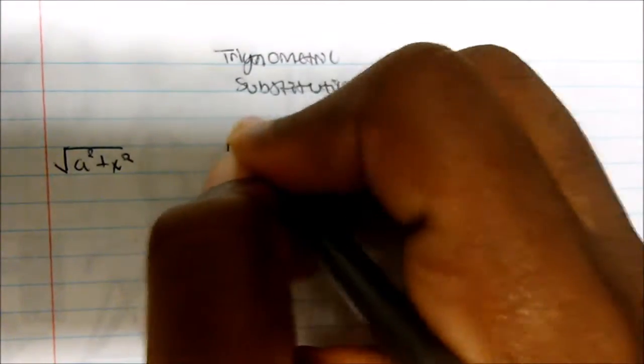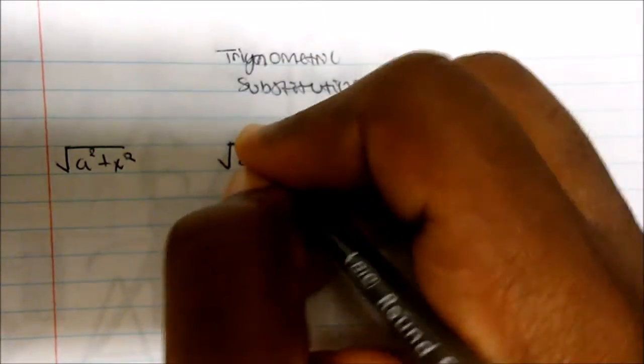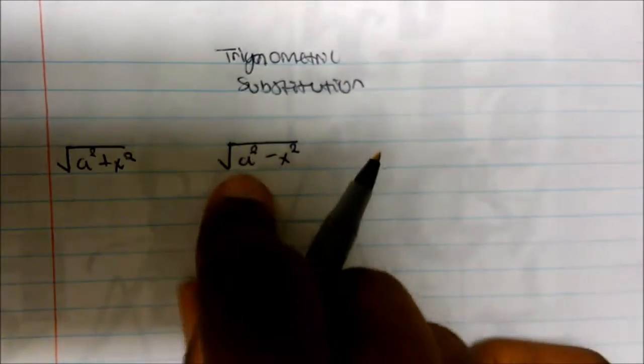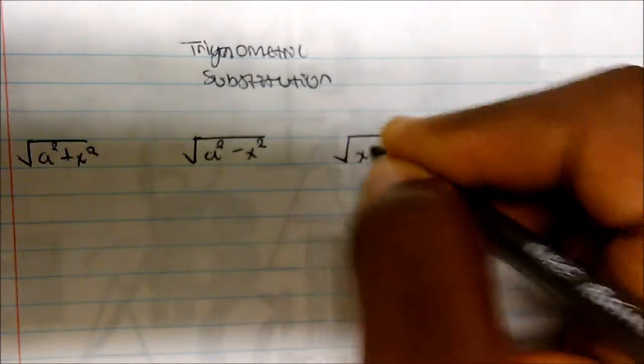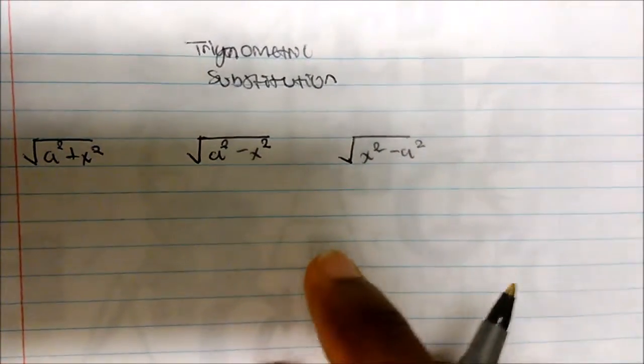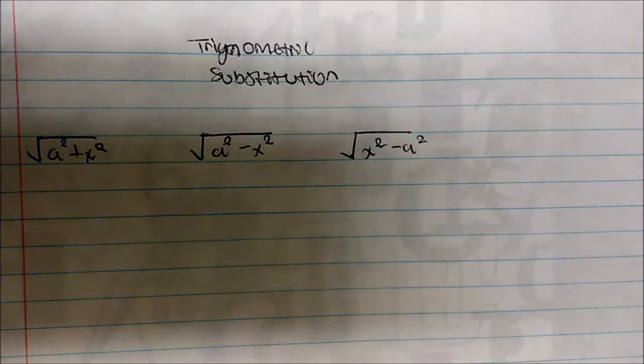We have the square root of a squared plus x squared, where a is just some number. We have another term where we have a squared minus x squared. Again, a is just some constant. And then we have the form x squared minus a squared, okay? Now these are the three forms where trigonometric substitution will come into play.